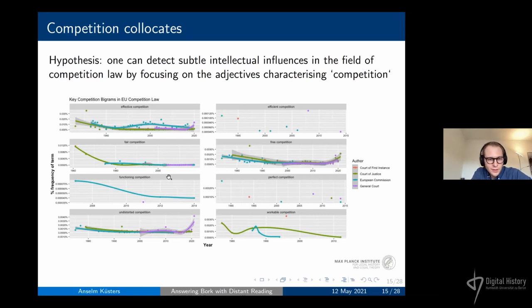And then finally, another interesting thing to note is that fair competition appears in the treaty, but it doesn't seem to be used a lot of times. In contrast to the neoliberal collocates, it appears continuously, but in quantitative terms, it seems to be not that important. And I think this is a very interesting finding, because fair competition is always used in public speeches by the commissioners. It seems to be a popular goal in the media, but in the decisional practice of court and commission, it doesn't appear to be very important. So this is for me one of the most interesting pieces of evidence I have, and I will come back to this point at the end.